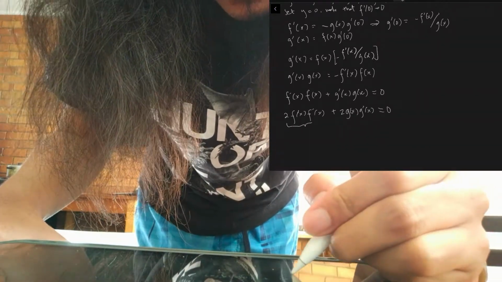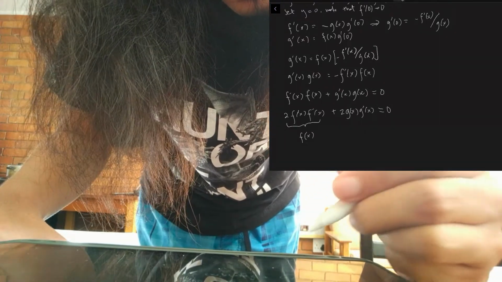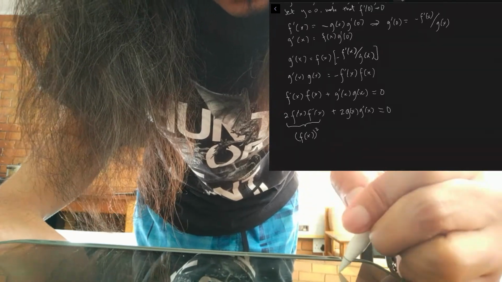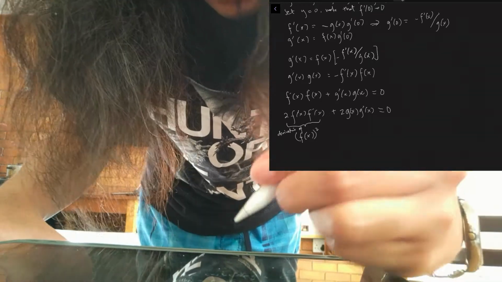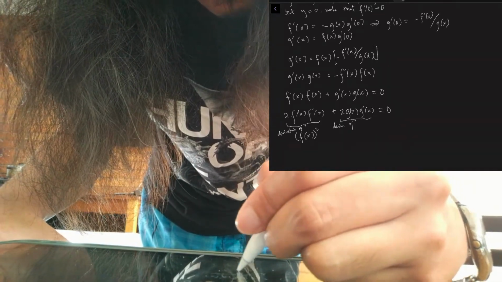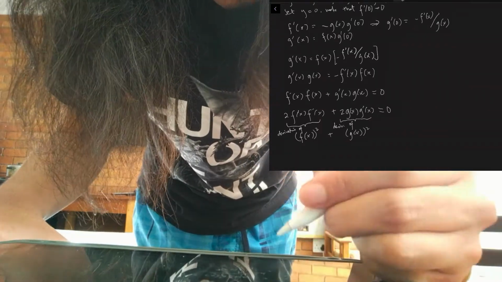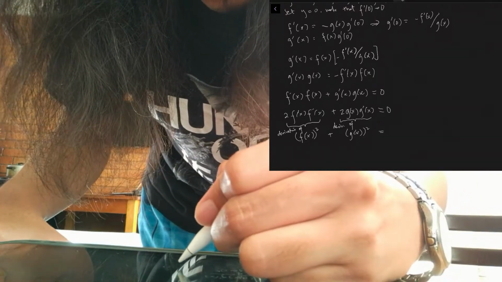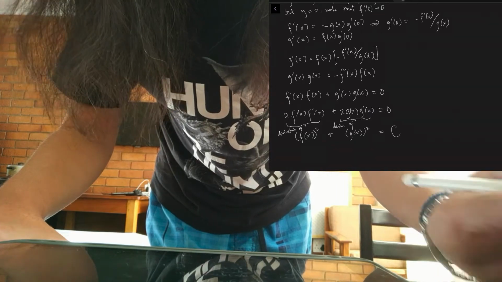Note that the first term is just the derivative of f of x squared, right? So it's the derivative of f of x squared, while the second term is the derivative of g of x squared, right? So that's plus. Of course, the right hand side will become some constant c, because the derivative of c will be equal to 0.